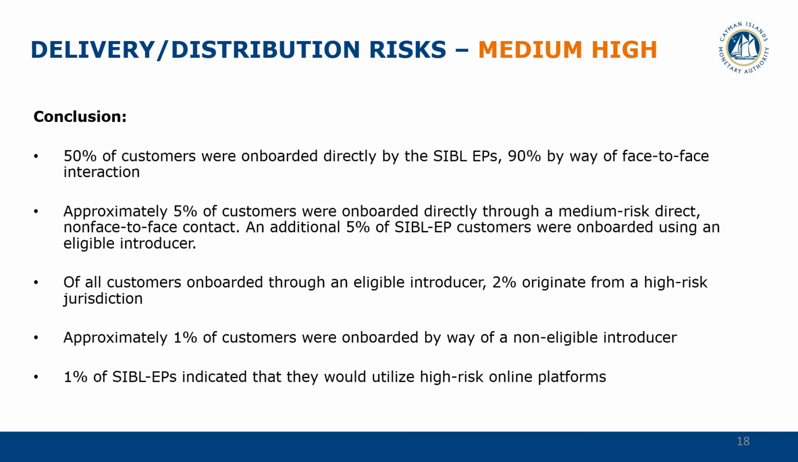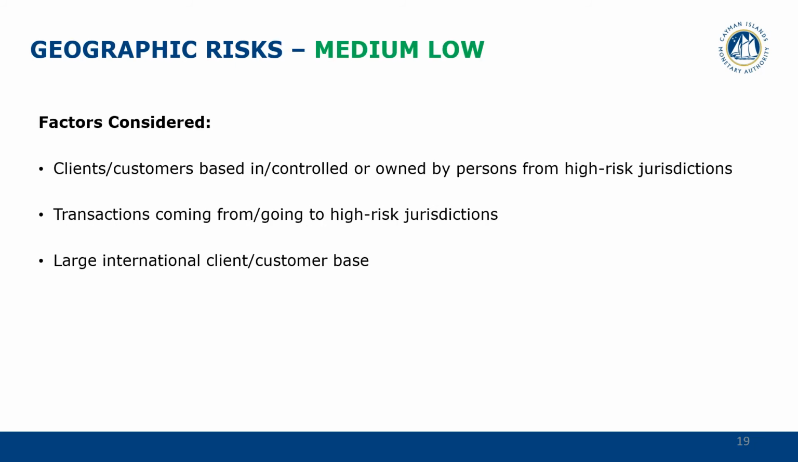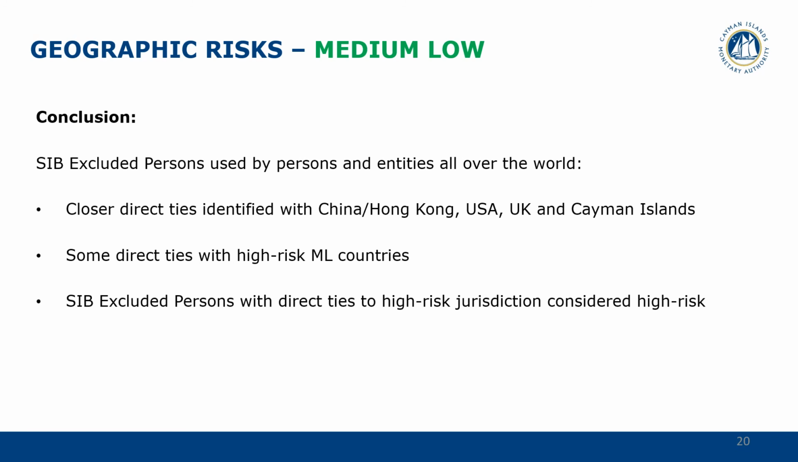considered to be medium-high. And finally, underpinning many of the inherent risks we've just discussed are the geographic risks connected to clients or customers based in, controlled or owned by persons from high-risk jurisdictions, or transactions coming from or going to high-risk jurisdictions, or a large international client or customer base. So the data around geographic risk suggest a medium-low risk.